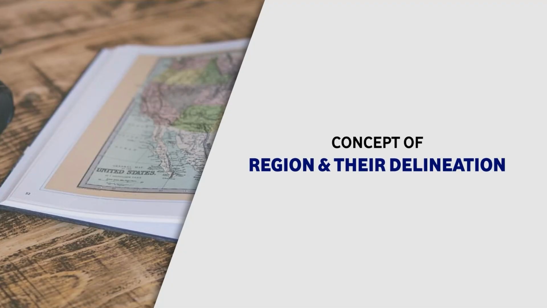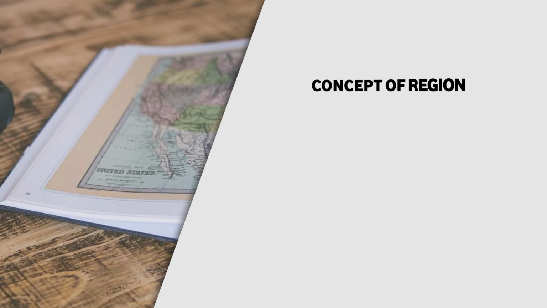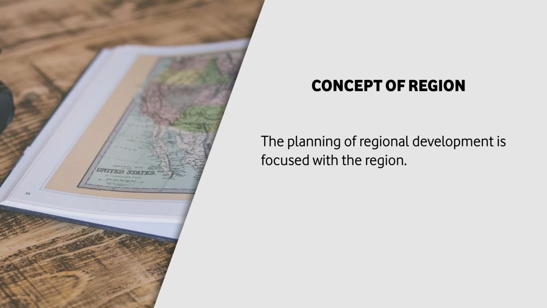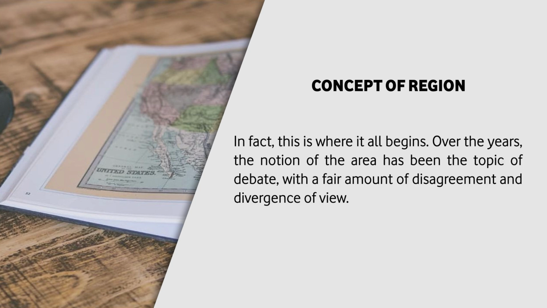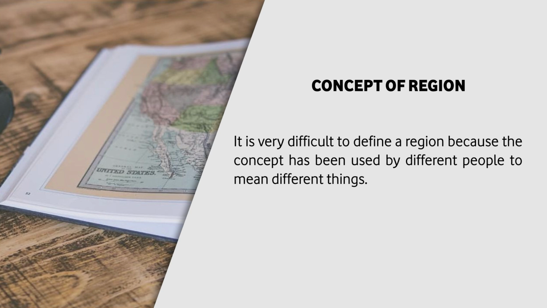What is a region? Concept of a region and its delineation, which is very important. The planning of regional development is focused on the term region. In fact, this is where it all begins. Over the years, the notion of the area has been the topic of debate, with a fair amount of disagreement and divergence of view. It is very difficult to define a region because the concept has been used by different people to mean different things. That means you can create your own region for a certain purpose.